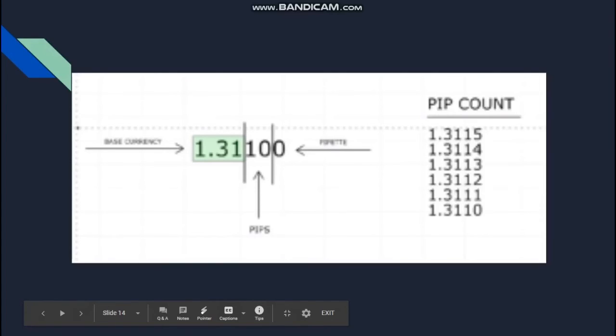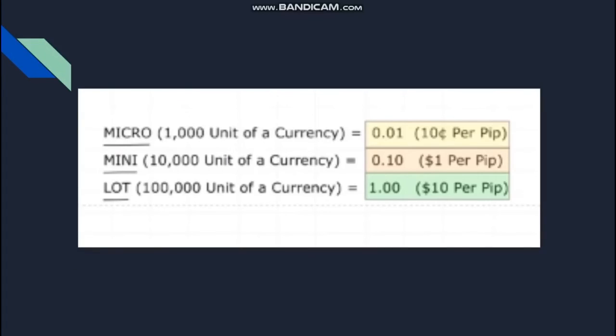The fifth decimal is known as the pipette. This is the fraction of the pip. Many traders do not acknowledge it, but MT4 has a tool to measure the pip, the pipette, and everything in between. These are the traders' best friends.